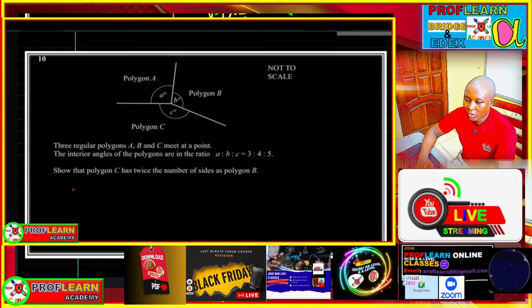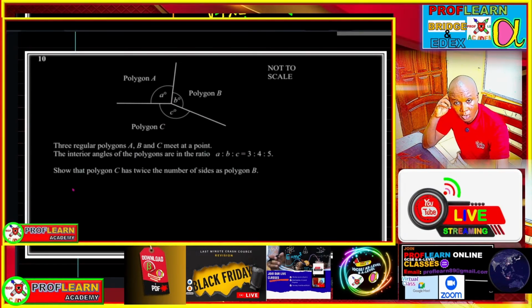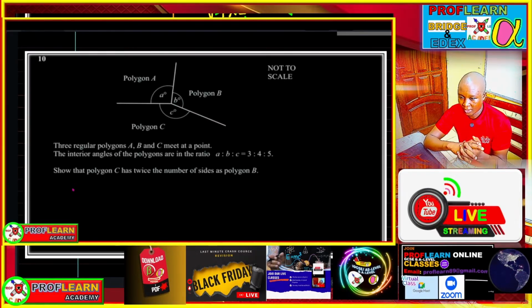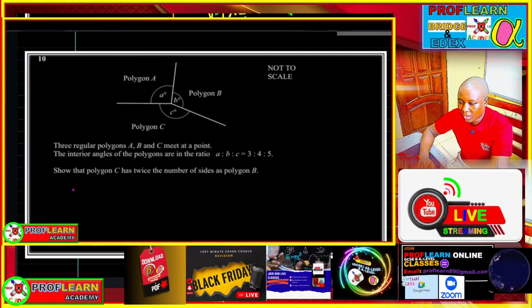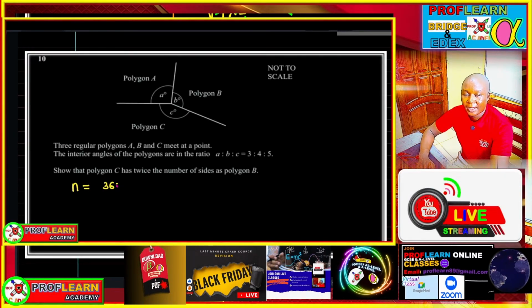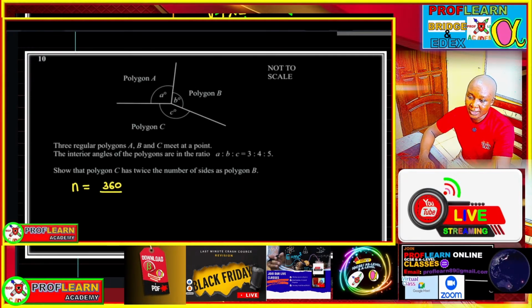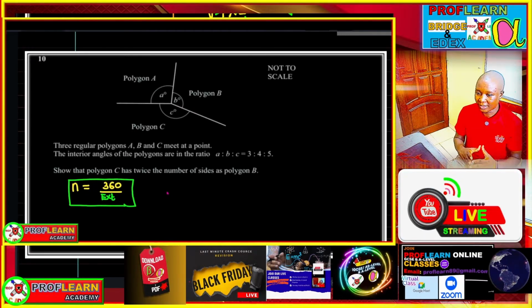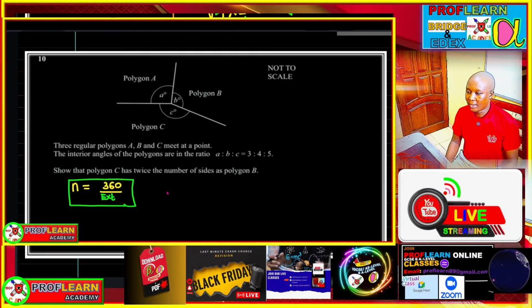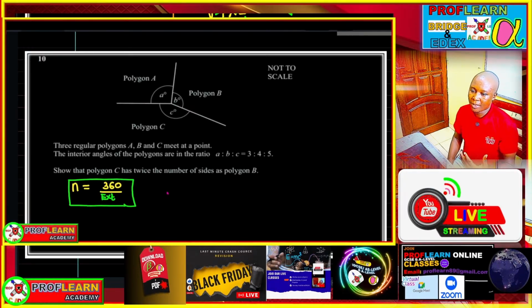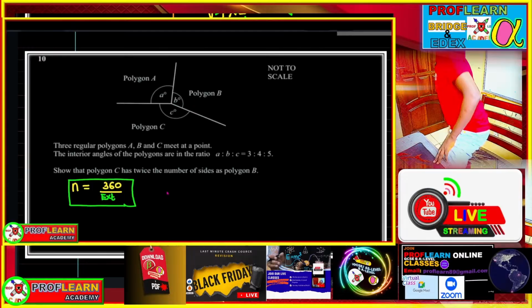And the next question is about polygons, and different sections of the polygons are joined together. At this given point, you are supposed to remember that n, the number of sides of a polygon, is going to be 360 divided by the exterior angle. So if you have the exterior angle and you want to find the number of sides, basically what you need to do is to take 360 divided by the exterior angle.